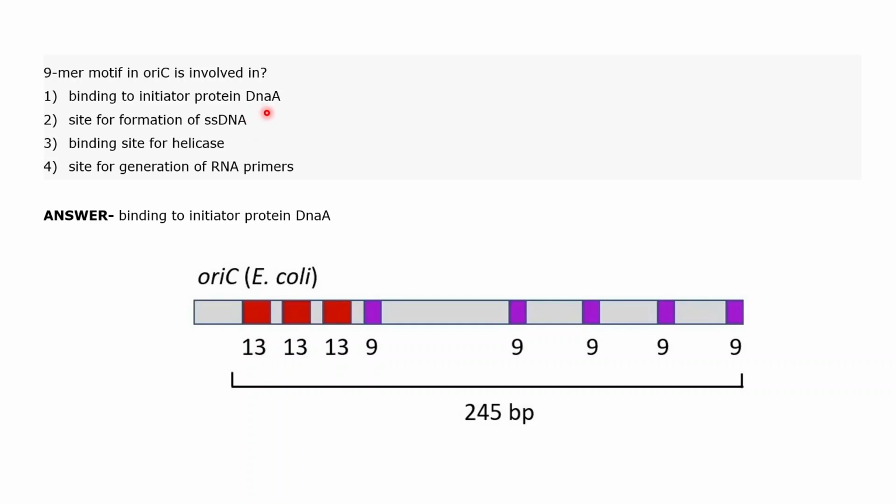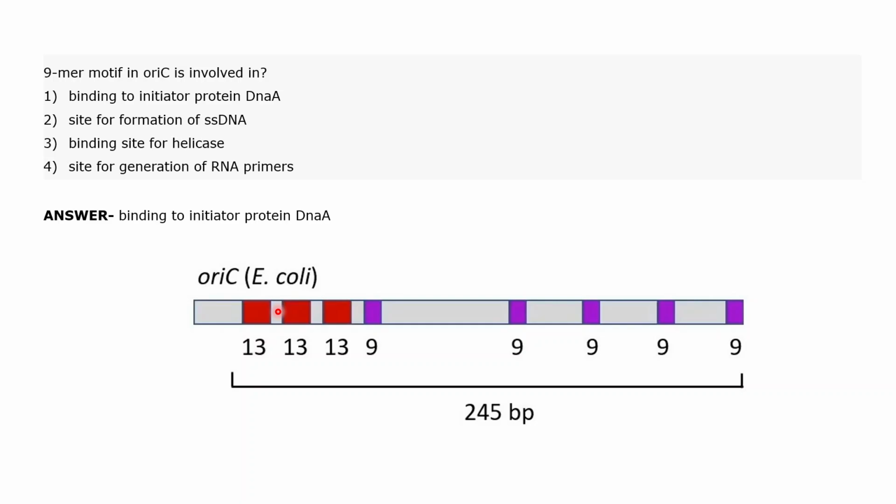In E. coli there are DNA A, DNA B, DNA G, etc., and each has its own function. One is a helicase, one is a primase, and DNA A is the initiator protein present in E. coli. The initiator protein DNA A has a tendency to bind to the 9-mer motif in the origin of replication complex. The 13-mer is the region where single stranded DNA is formed, and these essentially have an adenine thymine rich region, right?